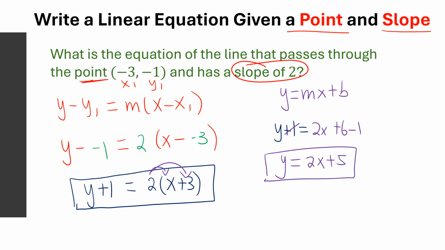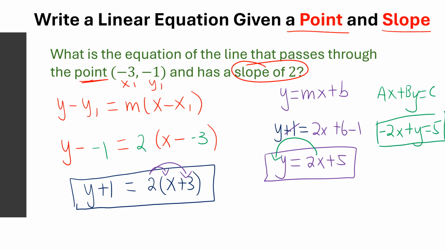And if you want your answer in the standard form, which is ax plus by equals c, then all you have to do is move that 2x to where the y is. So when I move 2x to the other side, it will become negative 2x plus y equals 5. And that's the answer in the standard form.